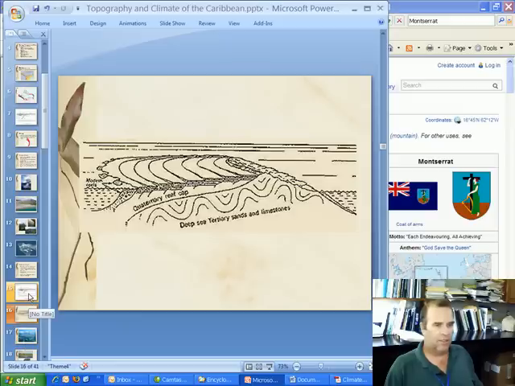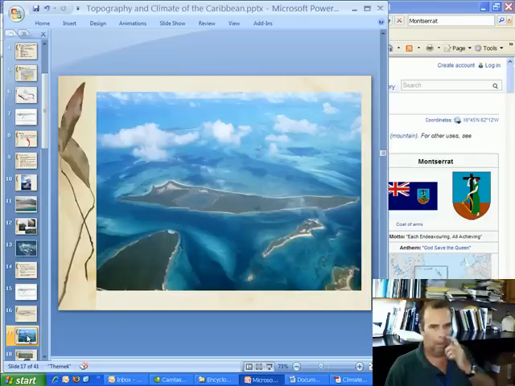The other islands, the old arc islands, as I said, have a similar sort of origin. The difference is that instead of deep sea tertiary sands and limestones underneath, they have a volcanic origin, and then they would have the quaternary reef cap on top of volcanic stuff, not the tertiary sands and limestones.